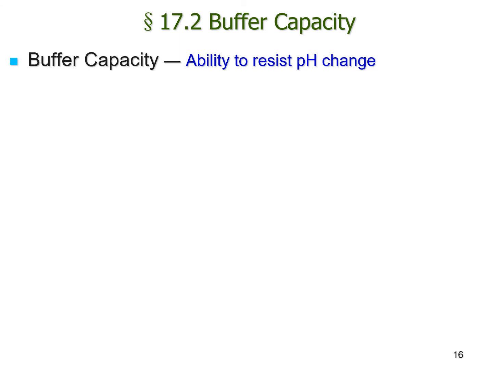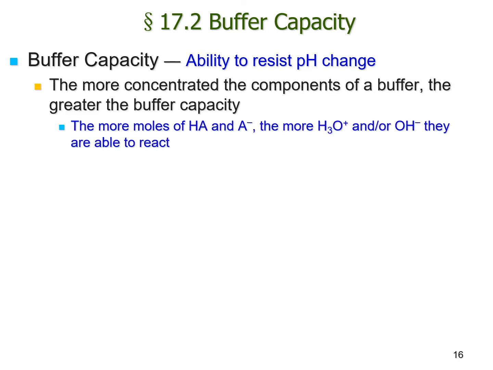Last thing I'd like to talk about here is the capacity of a buffer. Capacity is the ability to resist the pH change of the buffer solution. To have the best capacity, there must be a high concentration of the components of a buffer. The higher the concentration, the greater the capacity, which means if we have more moles of this weak acid and weak base, they can react with more hydronium or hydroxide being introduced. So that means the better the capacity.